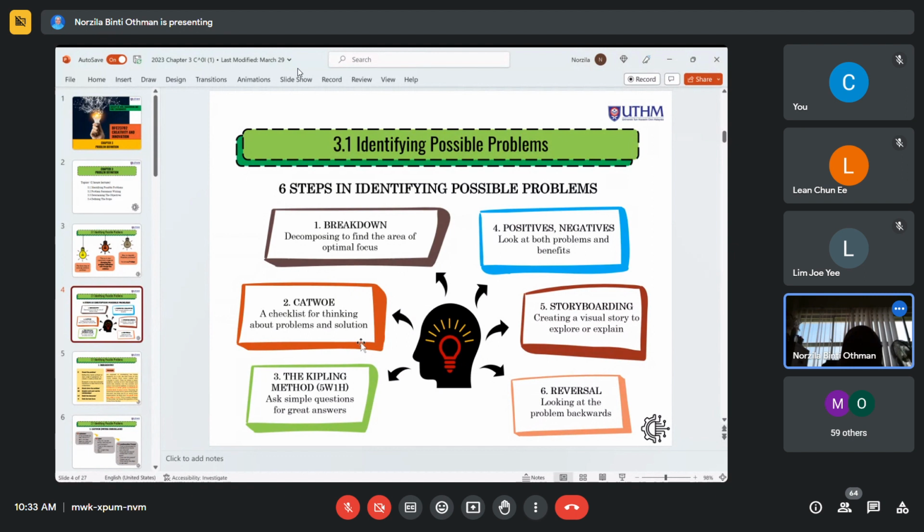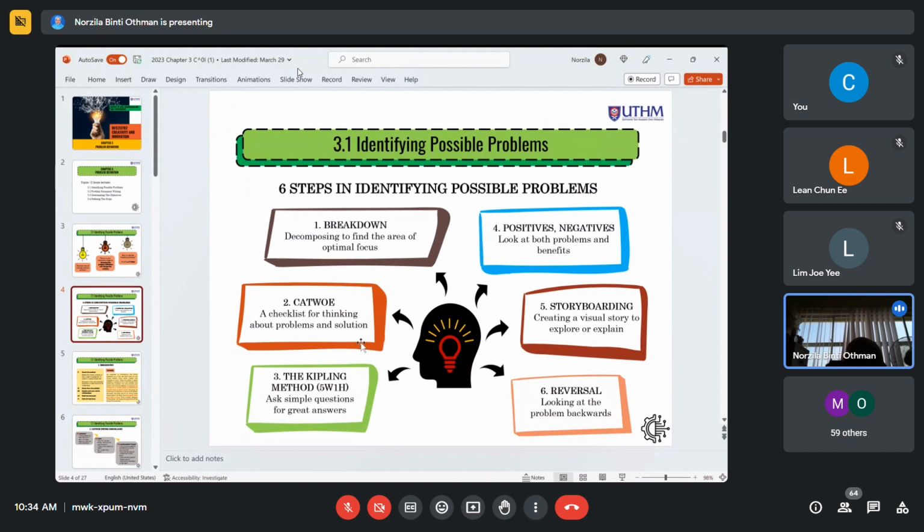Do the checklist. And then the third one, we call it the Kipling method. See, you forgot the names. Fine, but the first one, break down. Second one, do the checklist. The third one, we call the Kipling method. You have to ask yourself as many questions as possible to get the answer. Say, how long to execute the solution, and when does the problem occur? You have to ask with WH questions: how, when, what, and why.